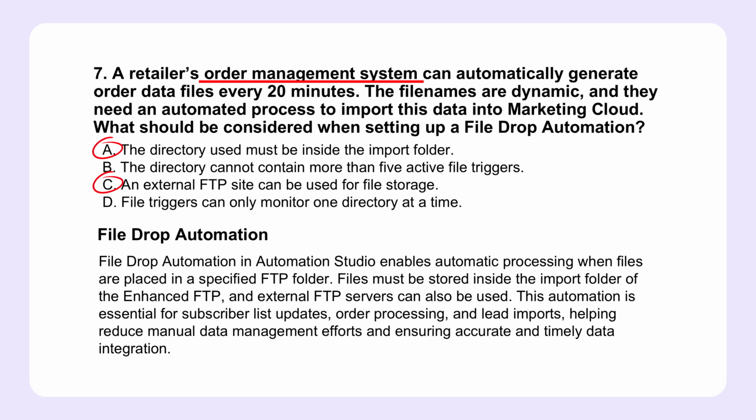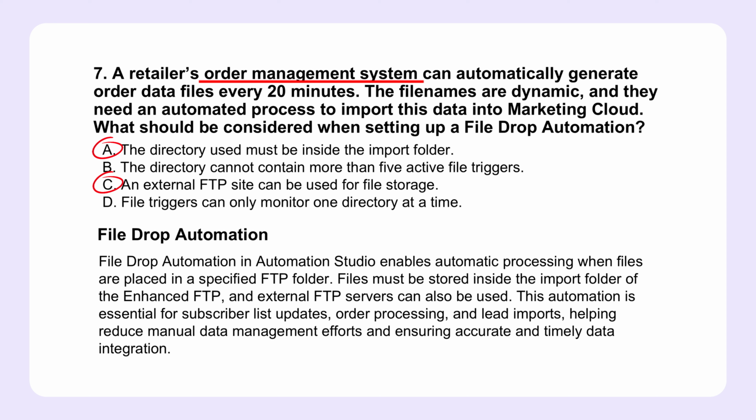Let's break that down. So first, the directory needs to be inside the import folder. Why is that so important for file drop automation? Marketing Cloud's file drop automation works by monitoring specific folders within your Marketing Cloud account's enhanced FTP, and it looks for new files. So for that automation to work, those files have to be in that designated import folder structure. It's kind of like having a specific inbox that the system checks for new mail. If the mail is somewhere else, it's not going to get picked up. Makes sense for organization and making sure the system knows where to look.